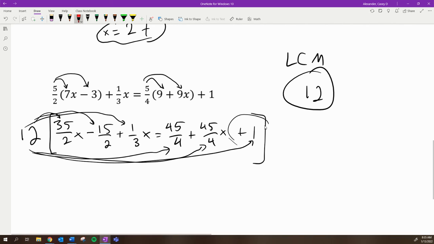I'll do the first one. 12 times 35 halves. If 12 divided by 2 is 6, so it's going to be 6 times 35 x, right? I'm just cross-canceling the 12 with the 2, and I can cross-cancel with the 3 and with the 4, and you can find each of those values. And then even though you're going to have bigger numbers here, with a calculator, it's not that difficult to combine like terms and so on. So that's your hint.